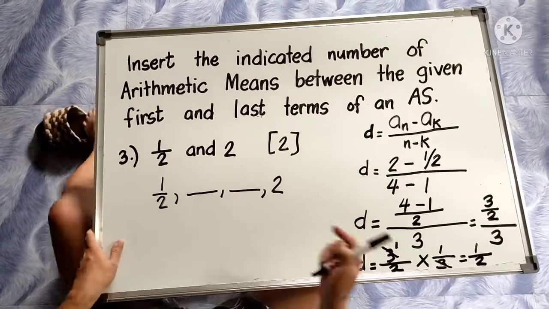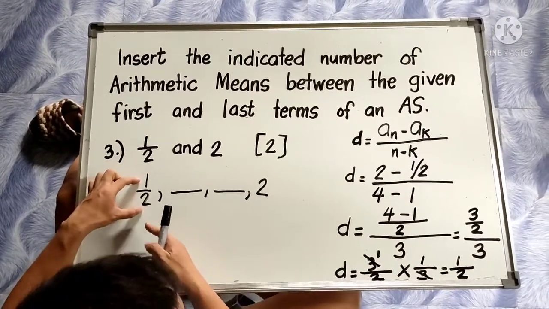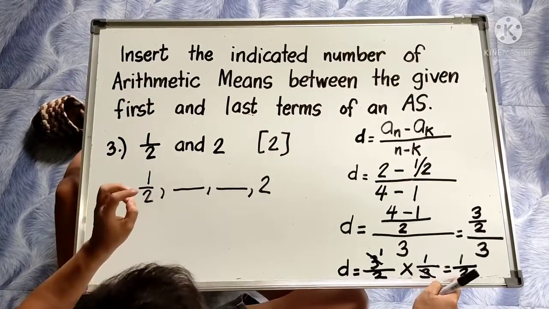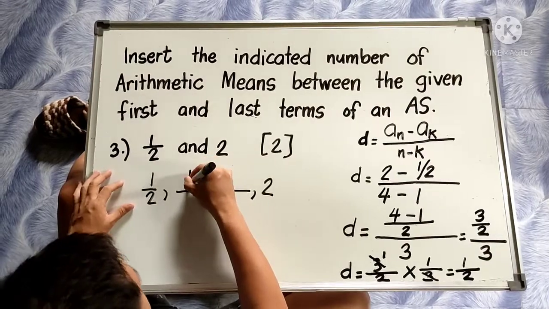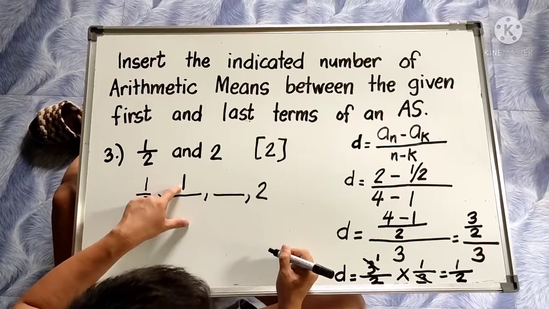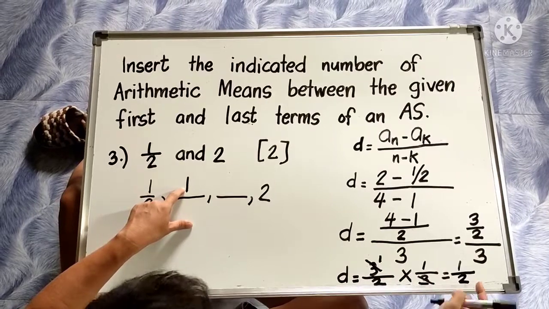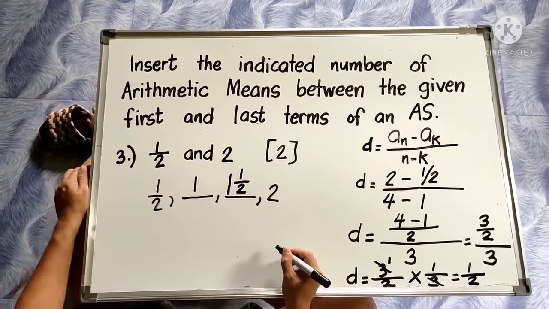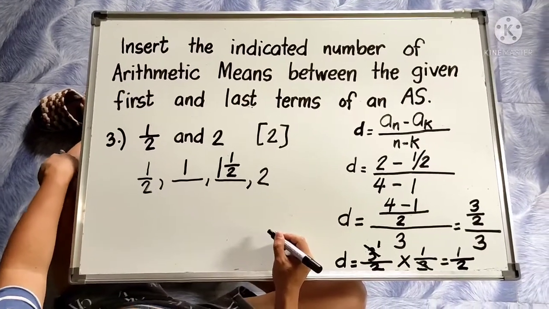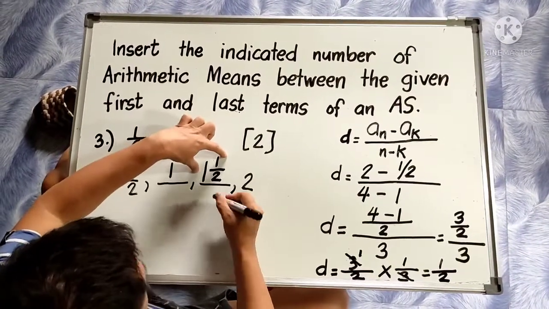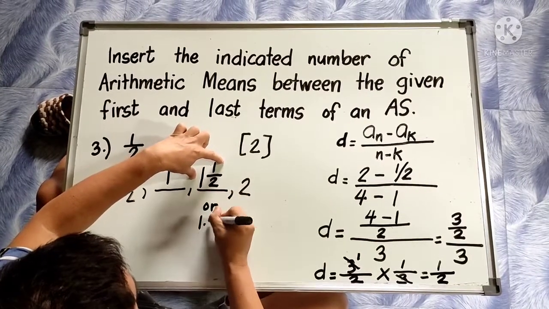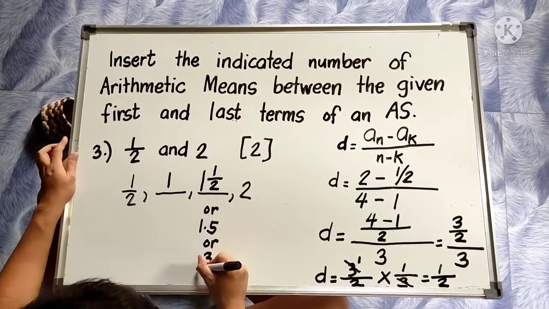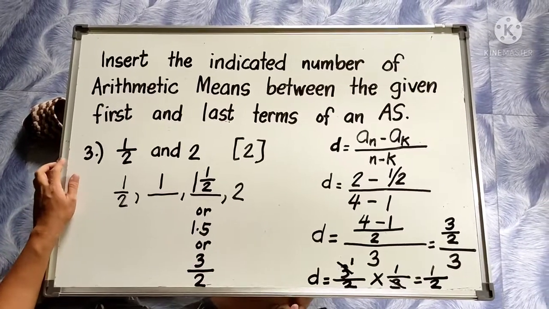Okay? Now, you go back to the given. 1/2 plus 1/2, or 0.5 plus 0.5, is equal to 1. 1 plus 1/2 is 1 and 1/2, right? Or that is 1.5, so this one, you can have 1.5, or you can have 3 halves in fraction form.